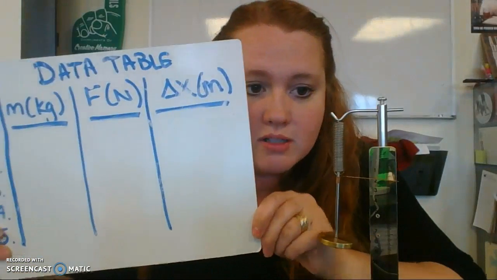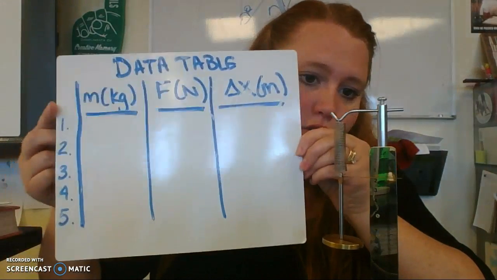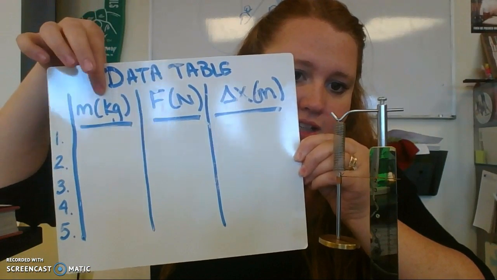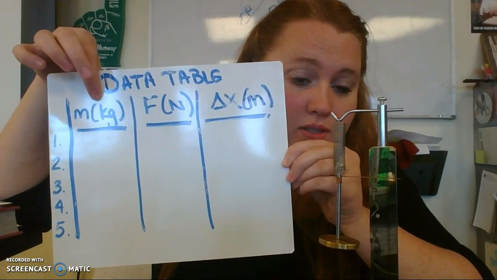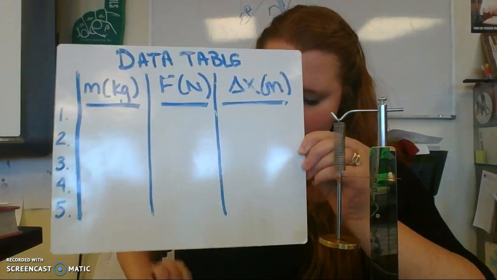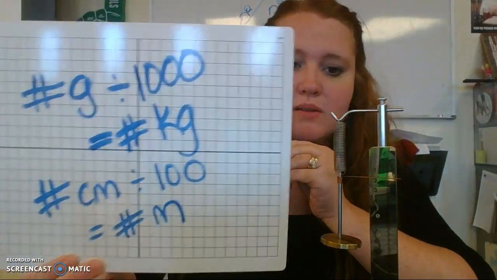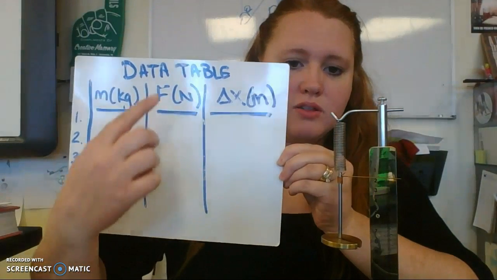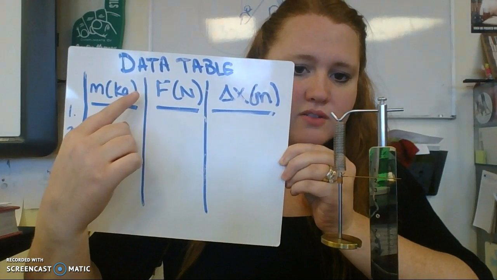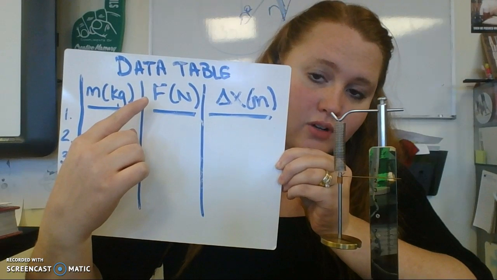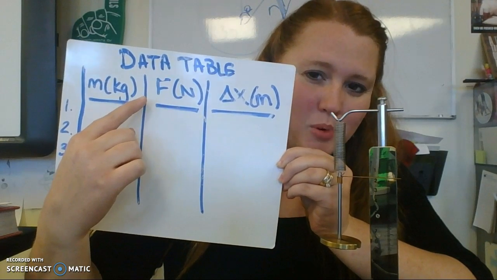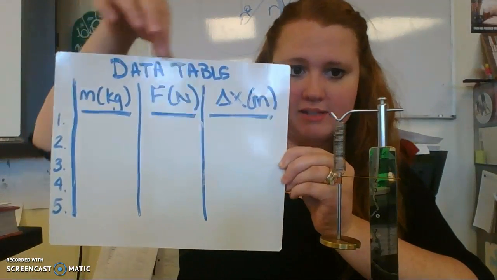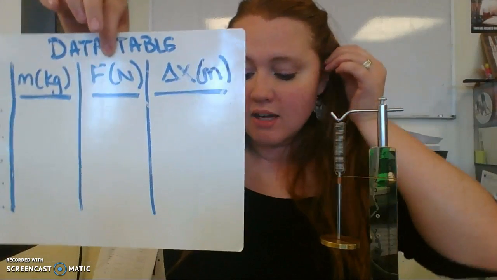Your data table needs to look like this. So you're going to do 5 trials, okay? Now, you need to record the mass that you're hanging there. Record that in kilograms, okay? The way you get your mass in kilograms is to divide the number of grams by 1,000. Okay, and then you need to record the force. Well, the force is the force of gravity. How do you get the force of gravity from a mass? You multiply by 9.8.